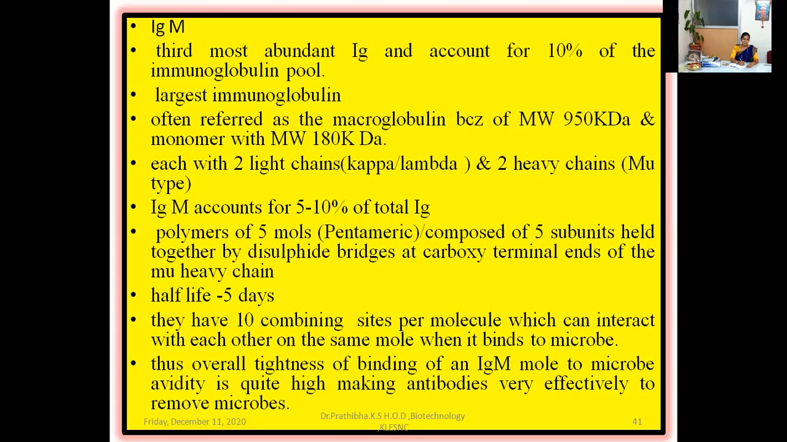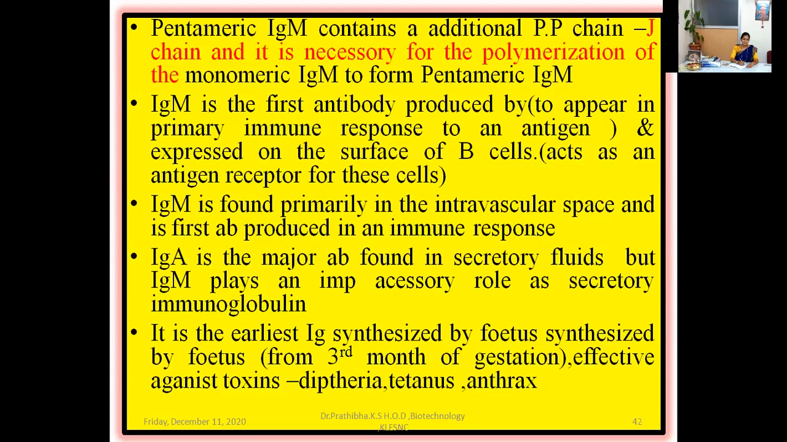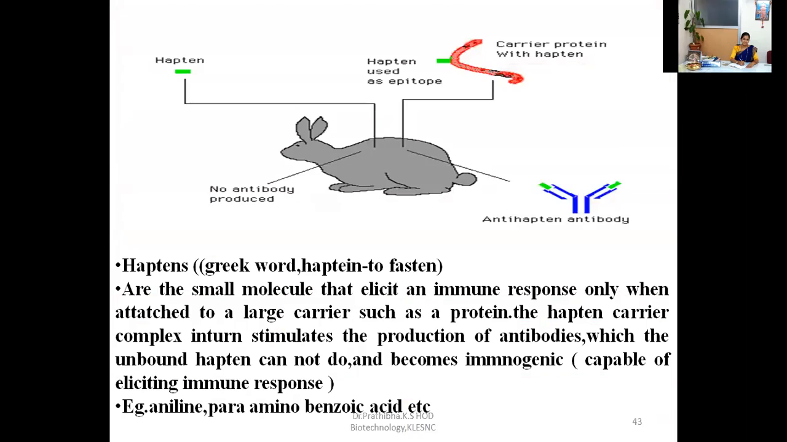Half-life is 5 days. They have 10 combining sites per molecule, which can interact with each other on the same molecule when it binds to microbes. Because we have 5 immunoglobulins, and each immunoglobulin has 2 fragment antigen binding sites, you will have 10 combining sites. Thus the overall tightness of binding of an IgM molecule to a microbe, the avidity, is quite high, making these antibodies very effective at removing microbes. This pentameric IgM contains an additional polypeptide chain, which is necessary for the polymerization of the monomeric IgM to form pentameric IgM.